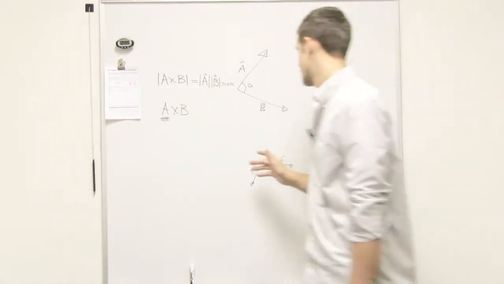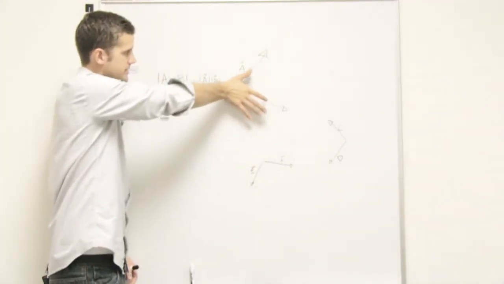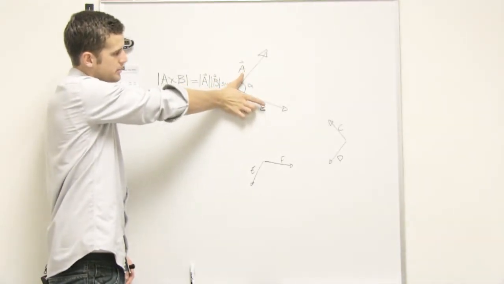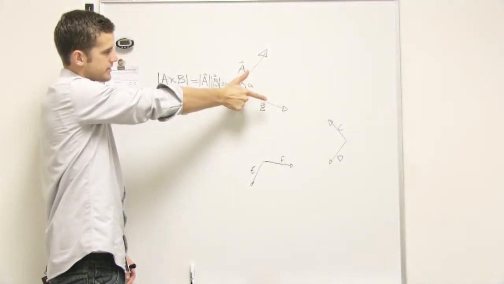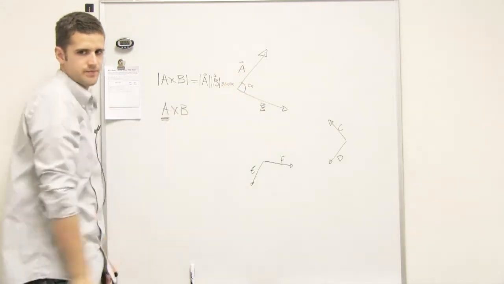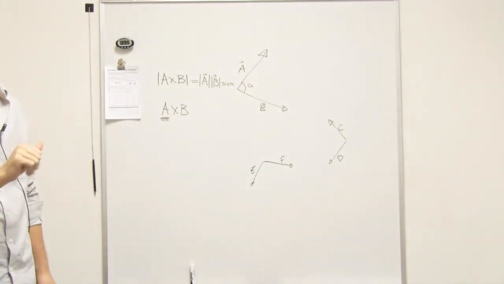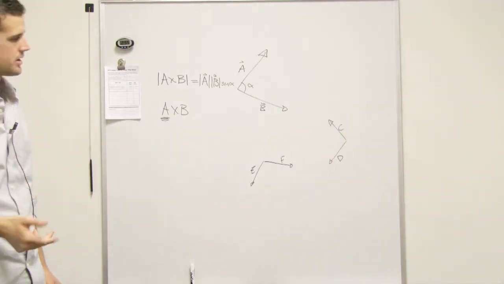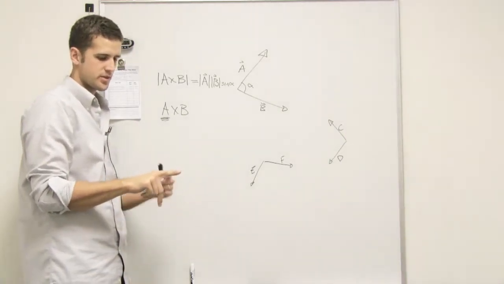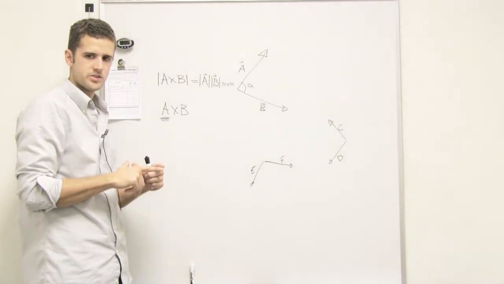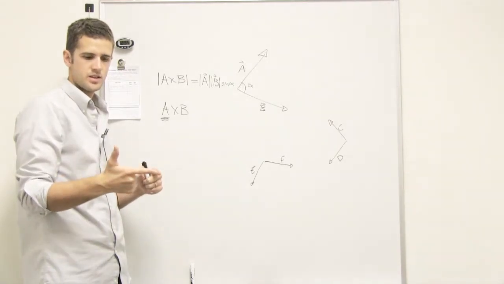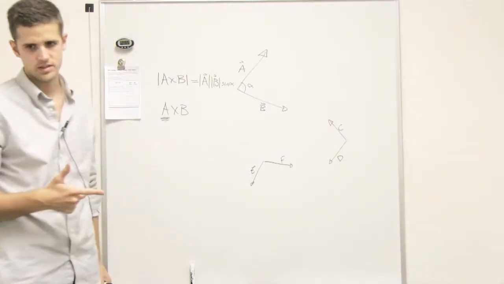So you put your thumb on the first one. If I put my thumb on A, my pointer finger on B, then my other finger will stick into the page. So that one some people use too. The curling one is the most simple. It's easiest to remember. But you have to remember that your thumb goes on the first one, your pointer finger goes on the second one, and your third finger shows the direction of the cross.